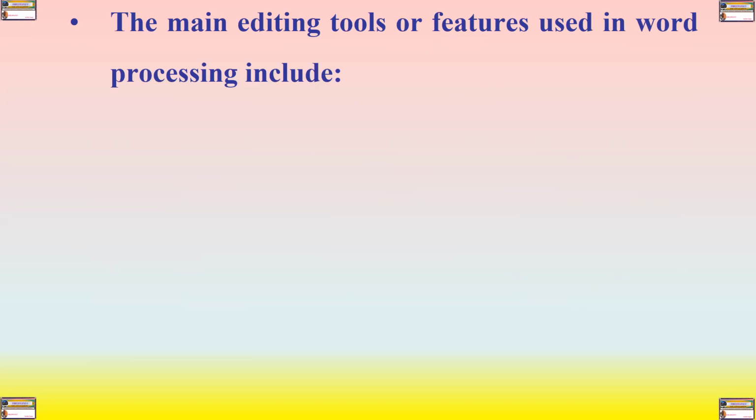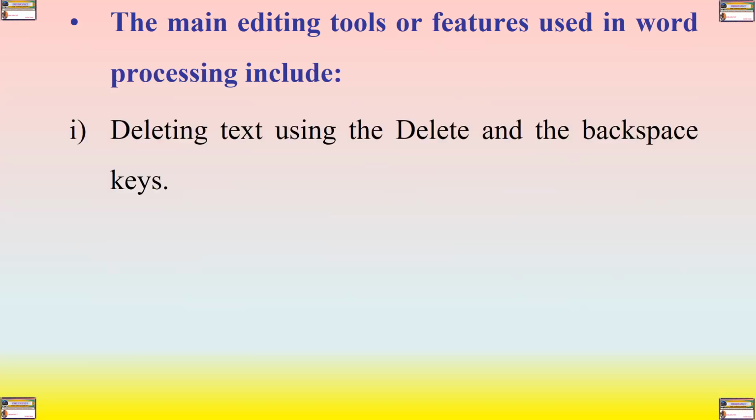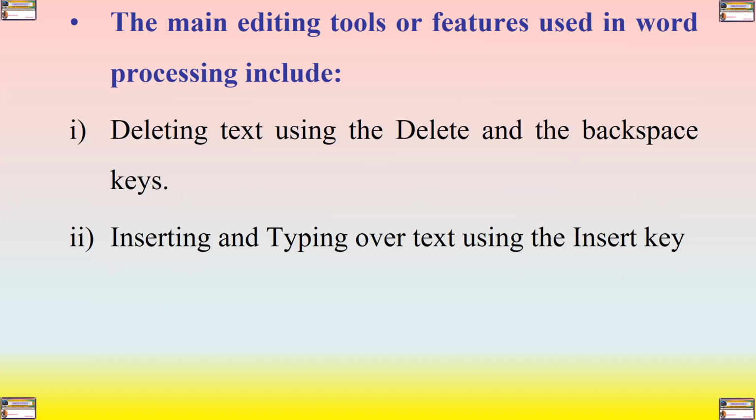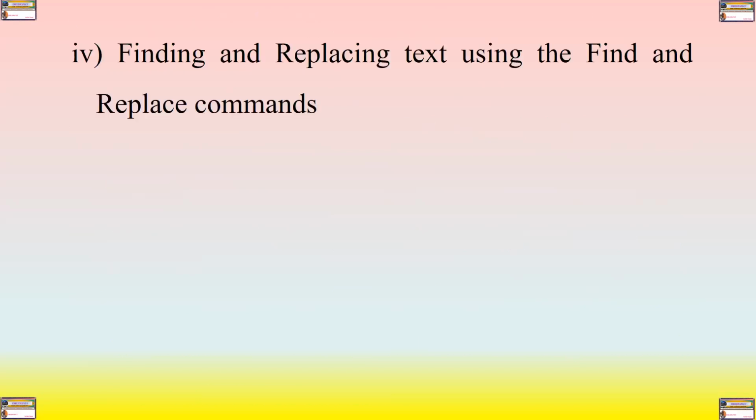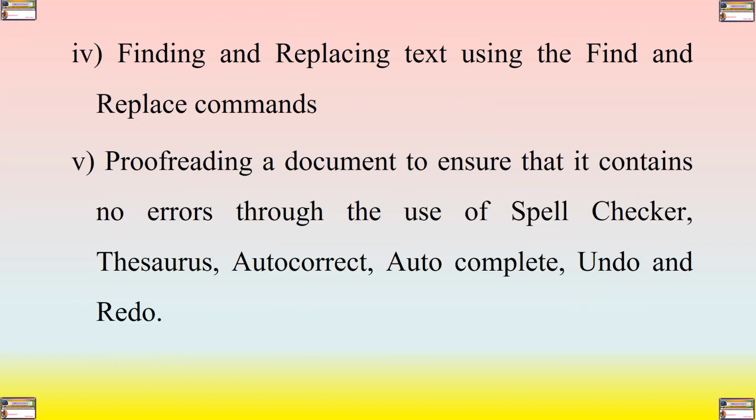The main editing tools or features that are used in word processing include: number 1, deleting text using the delete and the backspace keys; number 2, inserting and typing over text using the insert key; number 3, cutting, copying, and pasting, used in creating duplicates or moving text from one position to another in the document; number 4, finding and replacing text using find and replace commands; number 5, proofreading a document in order to ensure that it contains no errors, through the use of spell checker, thesaurus, autocorrect, autocomplete, undo, and redo.